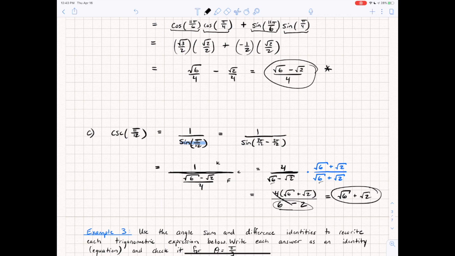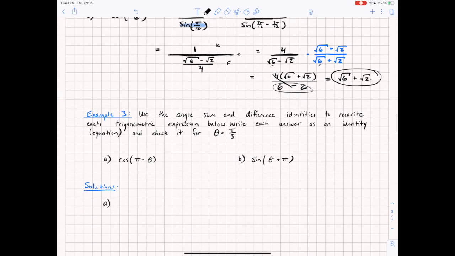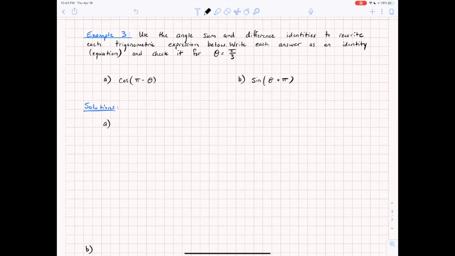That's very, very nice. All right, now the next thing I want to do, example 3, is look at another kind of application here. This is going to set up another identity and really establish an interesting piece of the unit circle that we have talked about, but this gives you a way to see it algebraically, working through it in terms of these identities that we have so far. So use the angle sum and difference identities to rewrite each trigonometric expression below. Write each answer as an identity, so we're going to write it as an equation, and then check it for theta is equal to pi over 3.